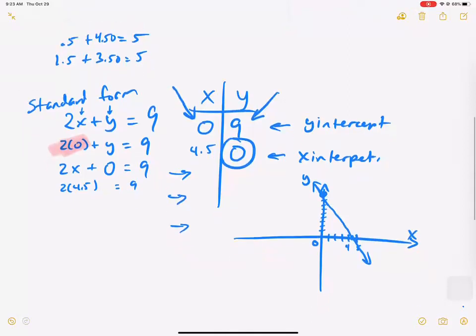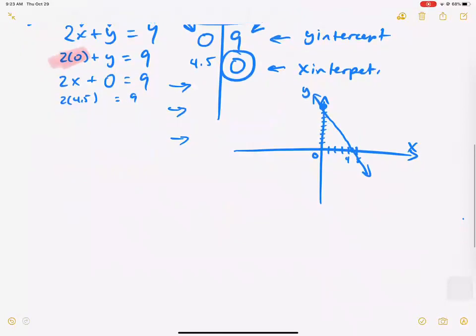Okay, so let's make this problem harder now. Standard form again.